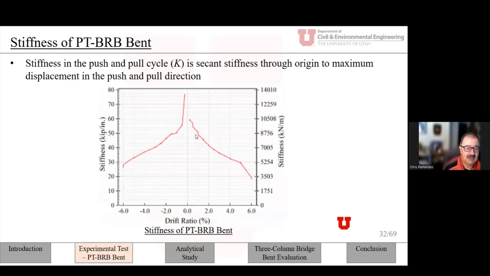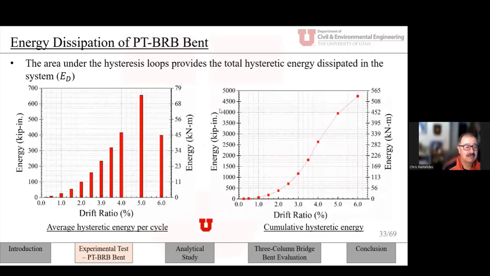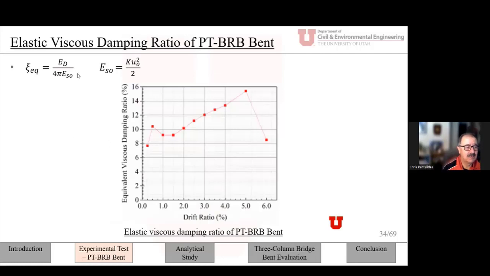So we can say that the hybrid bridge bent with post-tensioned columns and the BRB had an excellent performance. It added strength, stiffness, energy dissipation ability, and damping through yielding of the core until fracture. Residual drift at very high drift, about 5%, was 2.3%, but at a lower drift ratio of 3%, it was only 1%. And of course, the BRB helped delay yielding of the post-tensioning bars.